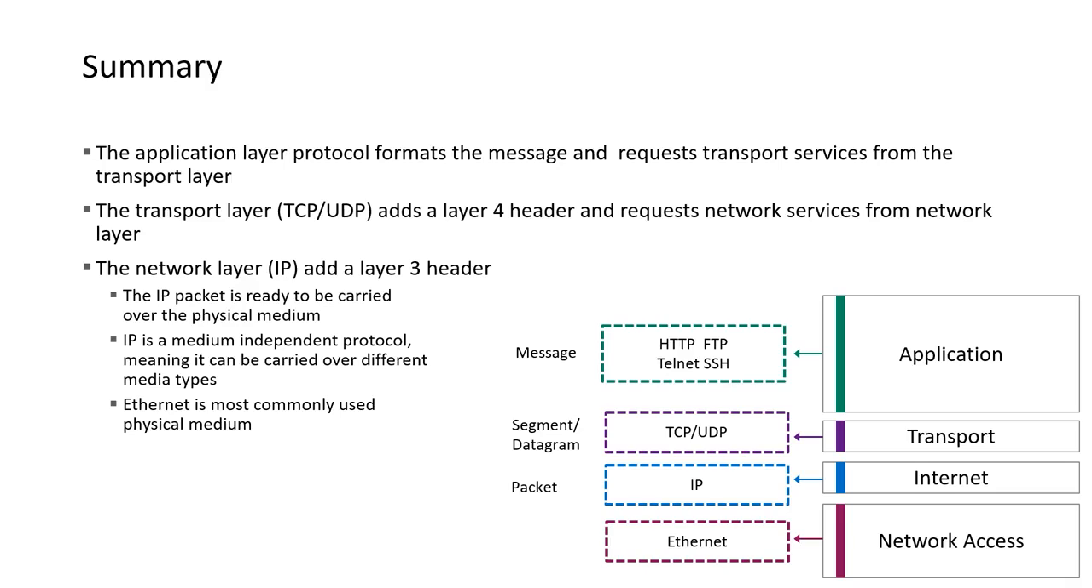This concludes the discussion on the TCP/IP protocol suite. We've seen how the application layer protocol formats the message that needs to be carried over the network. The application layer protocol then requests transport services from the transport layer. The transport layer adds a layer 4 header and requests network services from the network layer. The network layer, IP, adds a layer 3 header. Now the IP packet is ready to be carried over the physical medium. The specifics of that are defined in the network access layer.